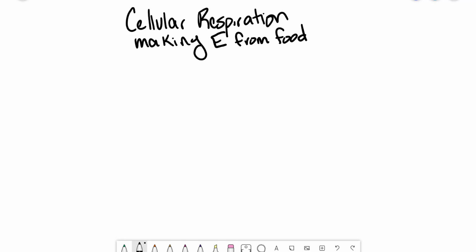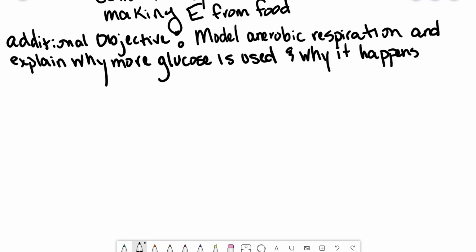All right, so now we're going to start the process of cellular respiration. And just a reminder, our objective here is to create a model of respiration and be able to tell the energy that comes in and out. We also have an additional objective today, which is we are going to model anaerobic respiration and explain why more glucose is used and why it happens.